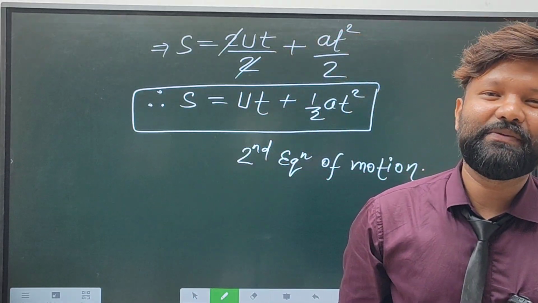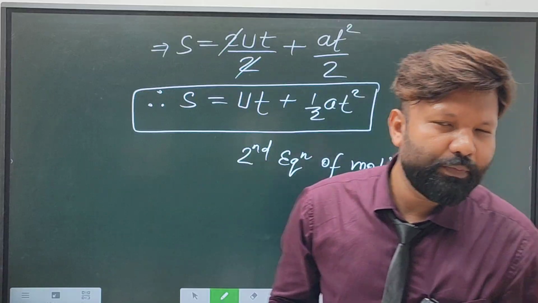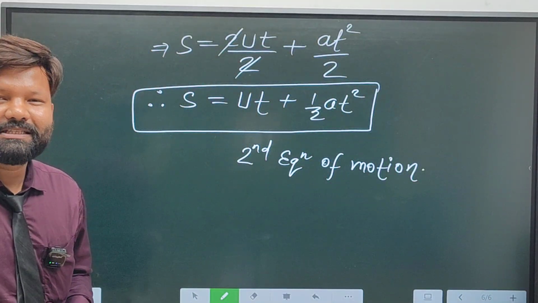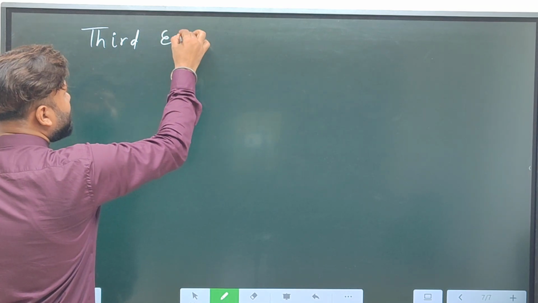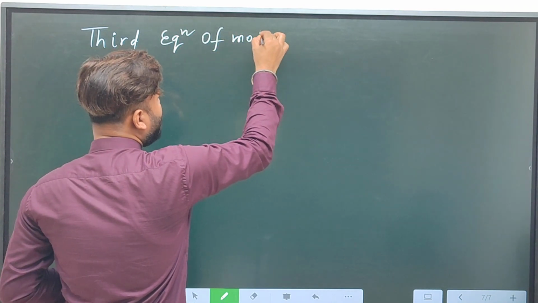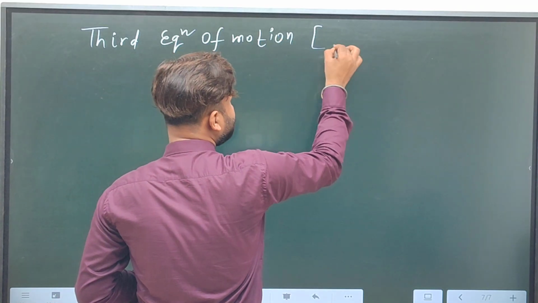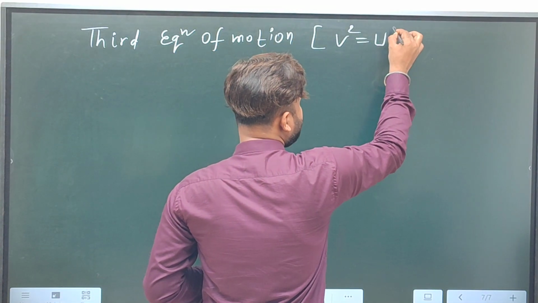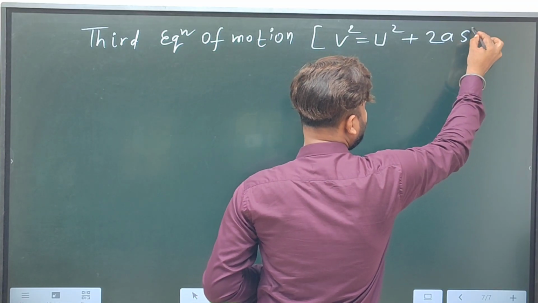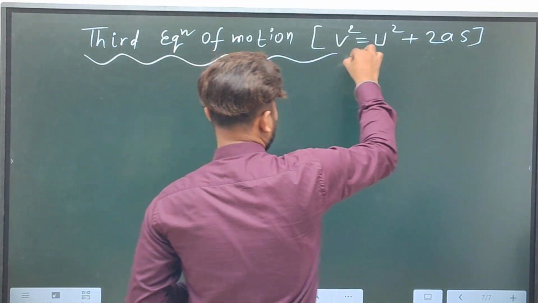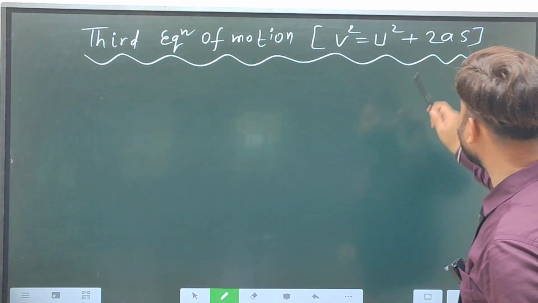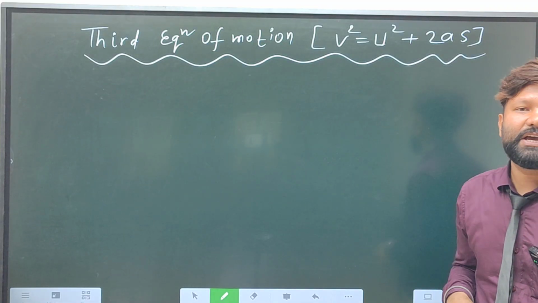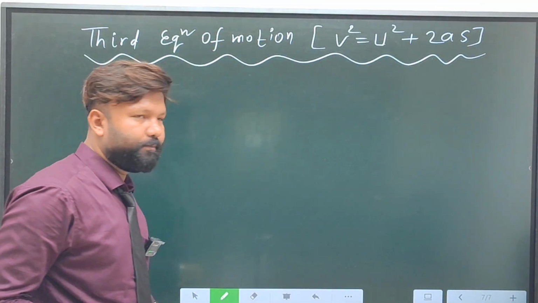Let's move to the third equation of motion. I hope you all are understanding, I hope you all are getting. Let's start with the third equation of motion. So this is the third equation of motion, that is v square is equal to u square plus 2as. This equation we are going to prove in this video.